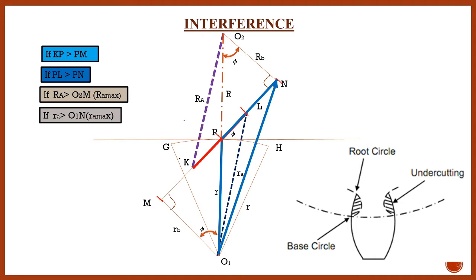Then this RA, this is the RA max actually, which is greater than this limit O2M, and that again small ra, which is greater than this O1N, then there will be interference, and you will find that this interference causes the undercutting.